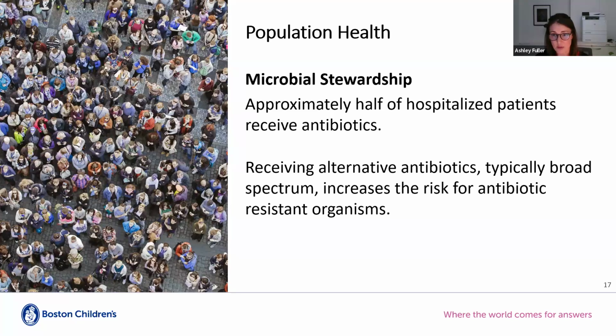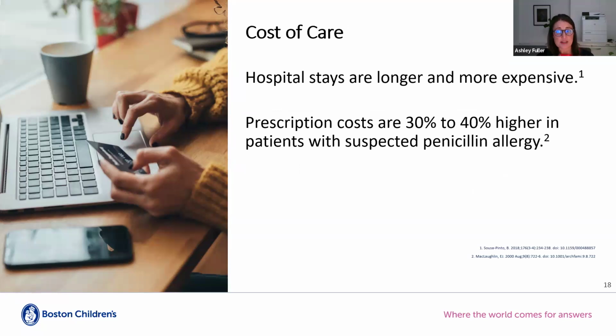From a cost of care standpoint, patients with a penicillin allergy both face total higher costs for care and higher personal out-of-pocket costs associated with prescriptions. So there's good data to suggest that hospital stays are actually longer and more expensive for patients with penicillin allergy, and that prescriptions cost 30 to 40% more for patients who have to avoid penicillin. There's even some studies suggesting that once you include the cost associated with the allergy consult and the testing and the challenge for a drug allergy, you still save money by evaluating and testing compared to simply avoiding penicillin going forward.